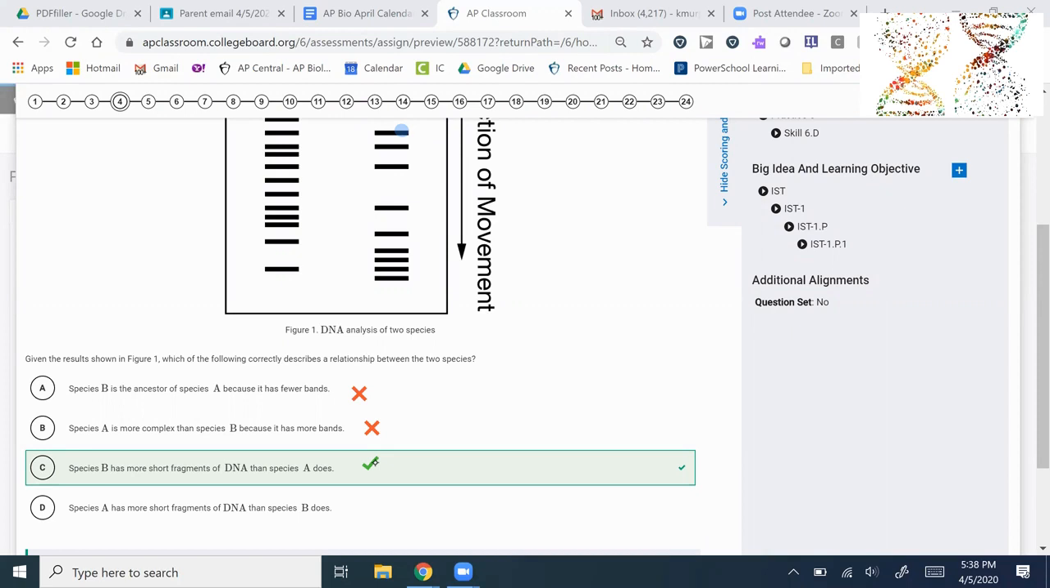And these should be released to you so you guys can see these. I did do that in the assignment. All right, moving on to number 5.